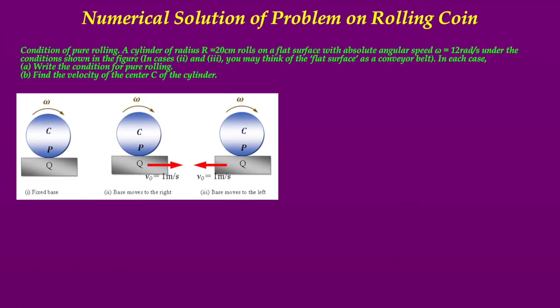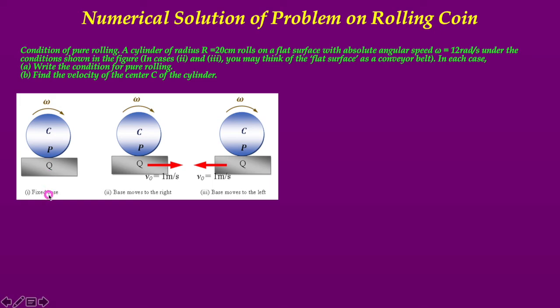Our last problem today is rolling coin. The coin is placed on a plate, base Q. One of the points, P, is in contact with Q. Now, three different conditions are given. Always this coin is rotating with an angular velocity omega in clockwise direction always.